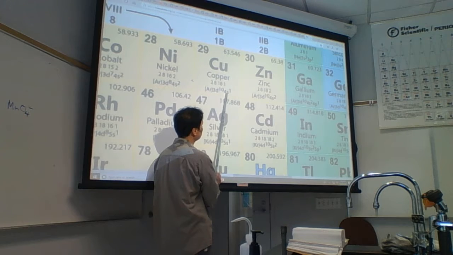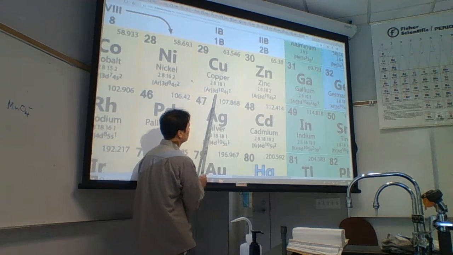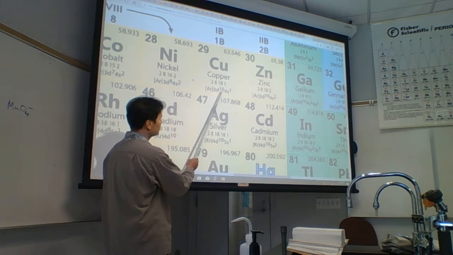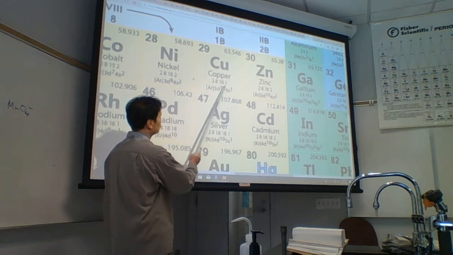So then the highest n, which would be 4. The 3 would be considered inner electrons. 3 is inside of 4. And this is filled, so this is pretty unreactive. So it should be +1.